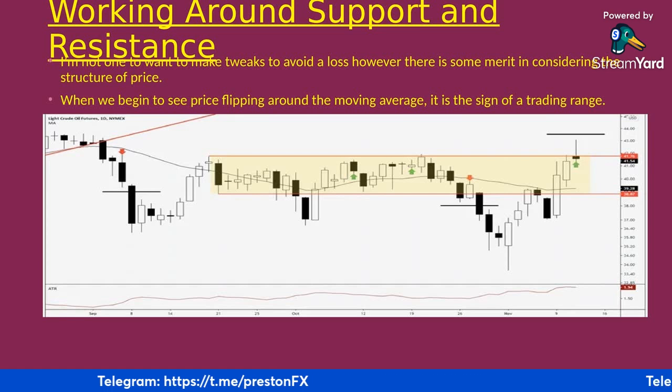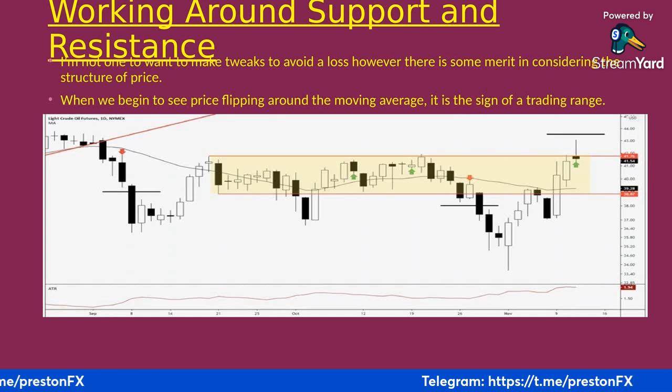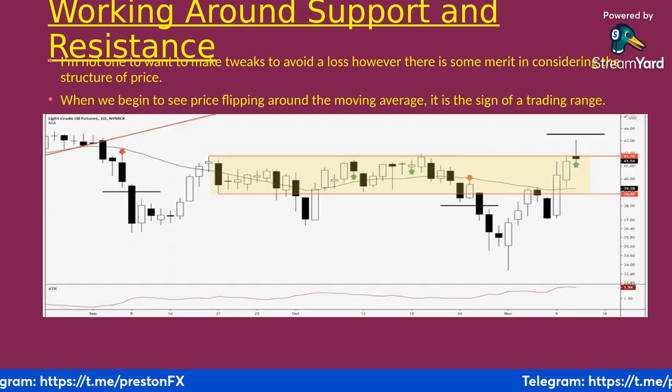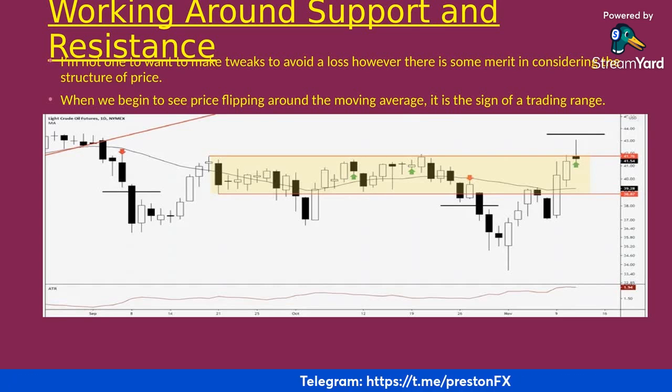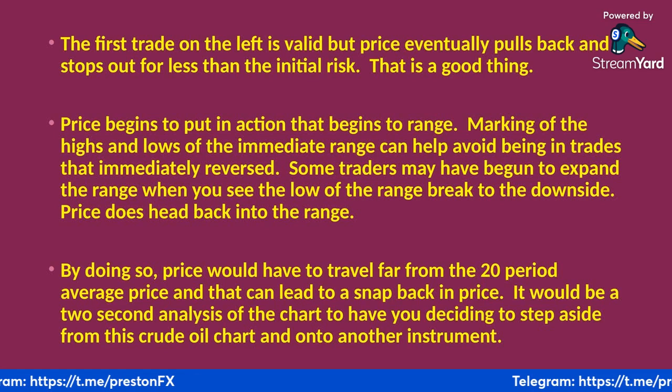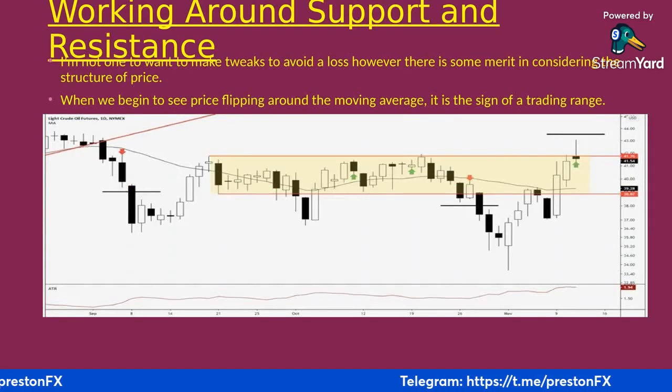All right. So if you're looking on a daily time frame, I'm not gonna lie, I would say 6 times out of 10, you can tell when something's consolidating. And the reason why you can, and what helps you with the consolidation, is the ATR buffer that helps you from getting stupid trades. All right, the first trade on the left is the valid price. Eventually it pulls back and stops us out for the initial risk. And that's a good thing. As you can see, that's the first trade on the left.